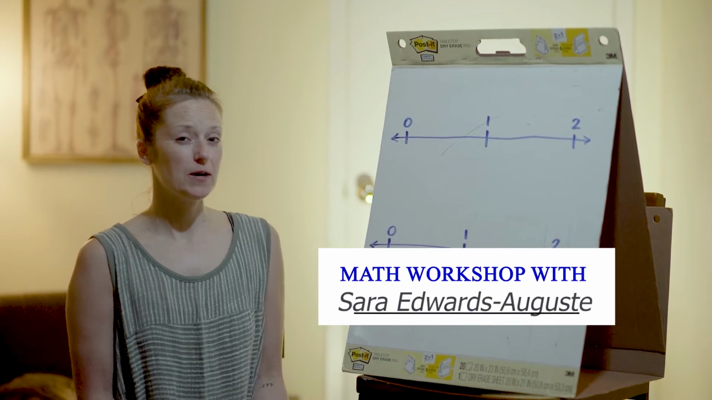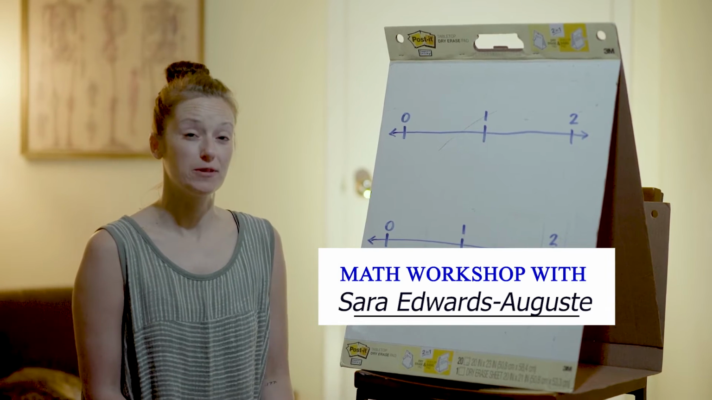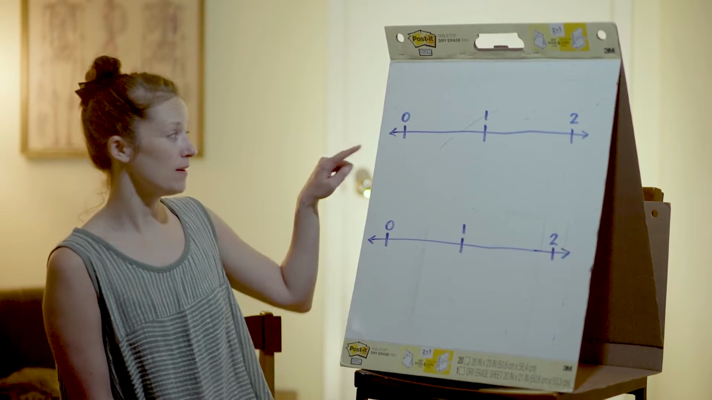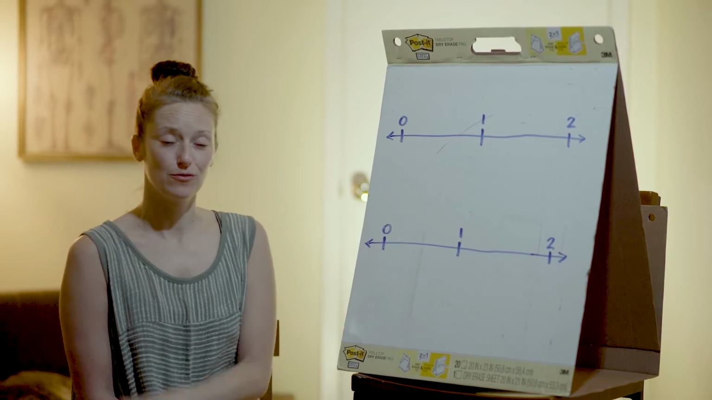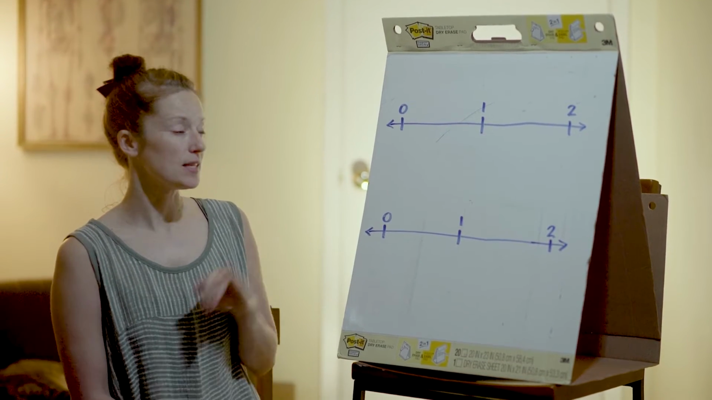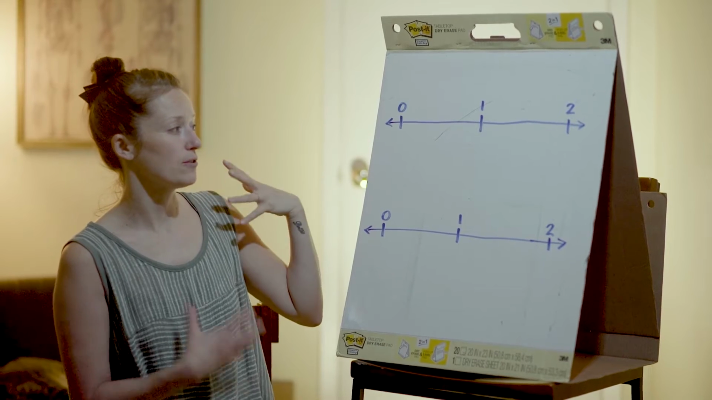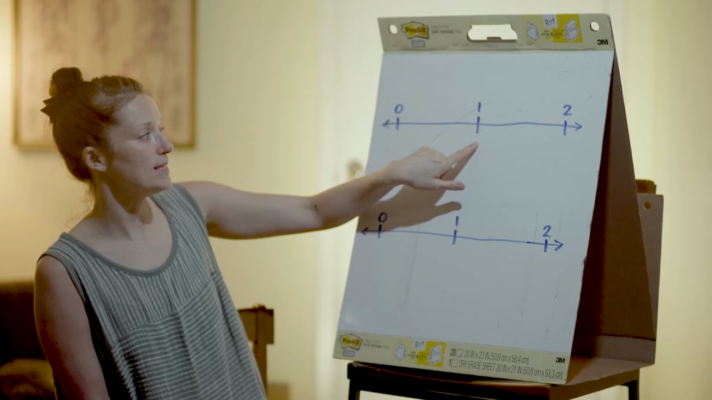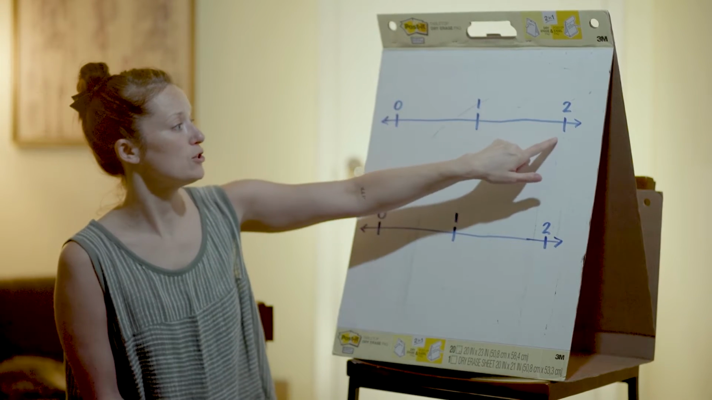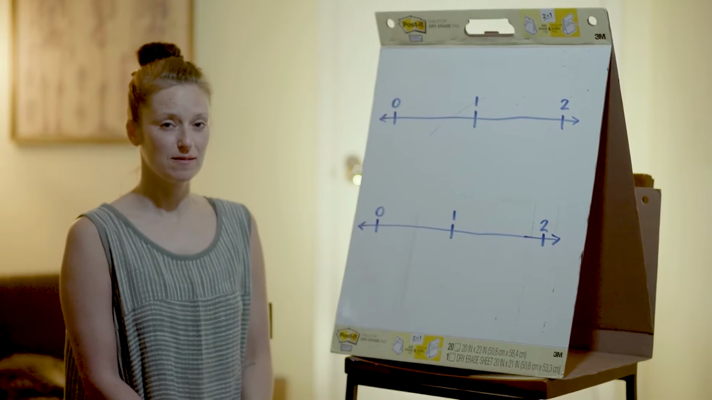So today we're going to be working on using a number line to represent fractions. So I've written a number line up here. We have 0, 1 to 2. So we're going to imagine that this number line here are two city blocks. So from the number 0 to 1, we have one city block. From 1 to 2, we have another city block.